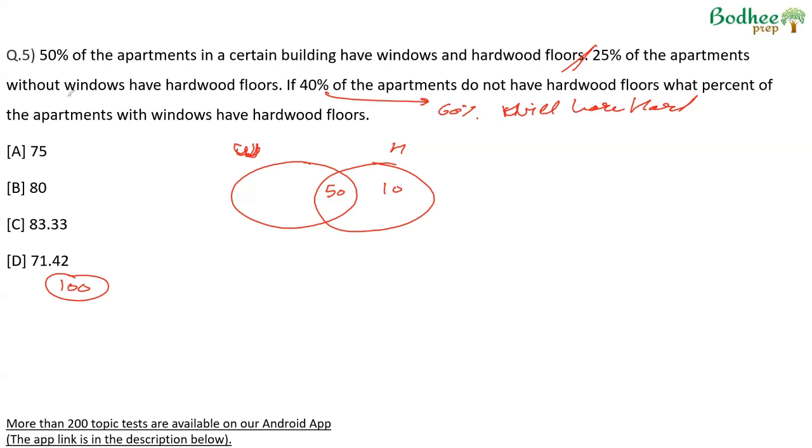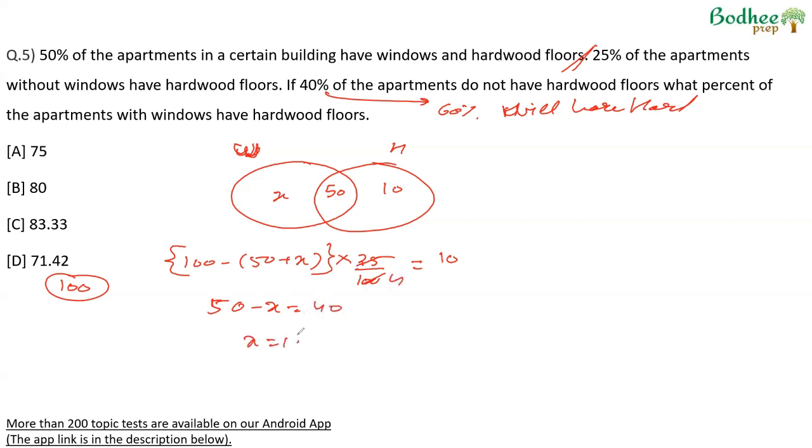Next, 25% of the apartments without windows have hardwood floors. If this is X, number of apartments without windows will be 100 minus 50 plus X. 25% of this, that is 1/4. Without windows, hardwood floors is 10. And therefore 100 minus 50 minus X is equal to 1 by 4, 40, or X is equal to 10.